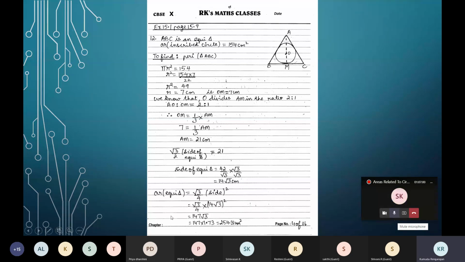We were not asked to find the area of the triangle. I think I've just found it by mistake. We were asked only to find the perimeter of the triangle.